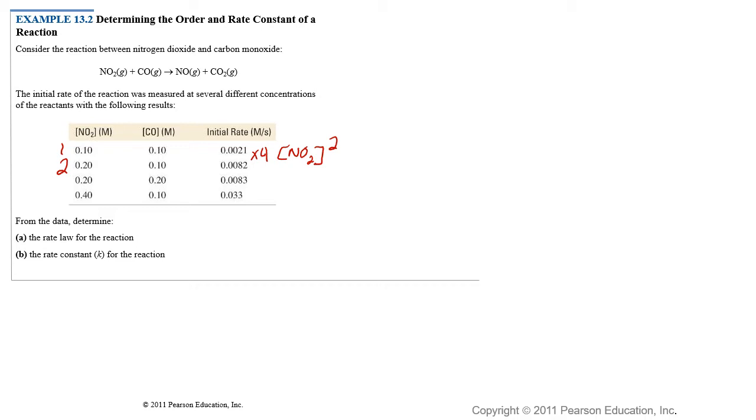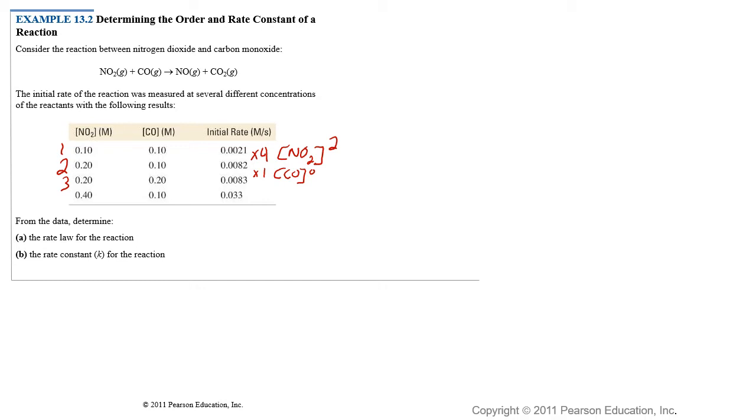If we compare experiment 2 and 3, now the nitrogen dioxide is held constant and the carbon monoxide concentration is doubling. When we look at the rate, there is no change. There's no change even when we double the concentration. That means that our carbon monoxide has an order of 0.